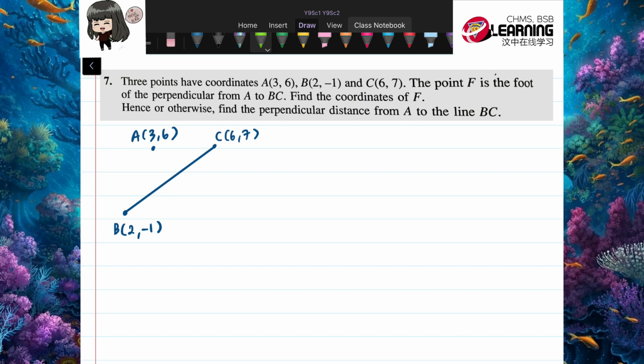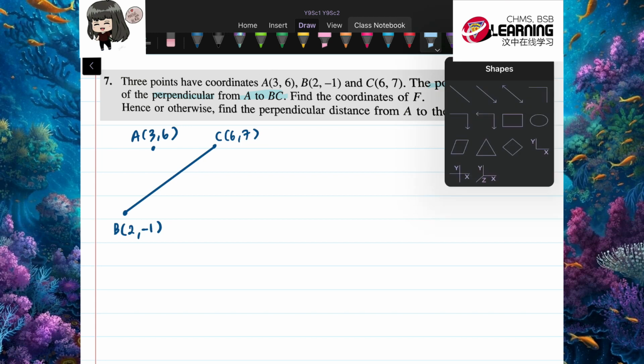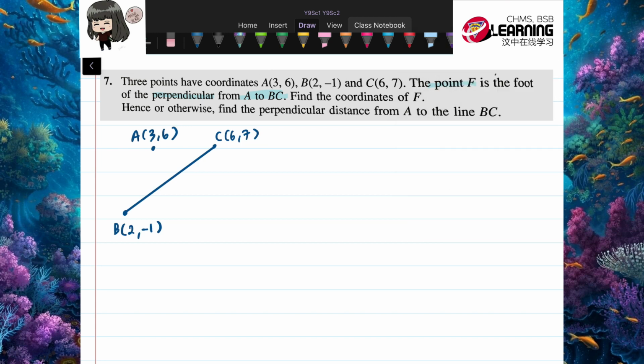The point F, why do I want to draw the line of BC? Because we have another point F, but it's not given any coordinates. Point F is the foot of the perpendicular from A to BC. Meaning A to BC, BC is a line now. You draw a line there because we need F. We need to know where our F is. So I'm going to draw one line that is perpendicular from A to BC, like that, 90 degrees.